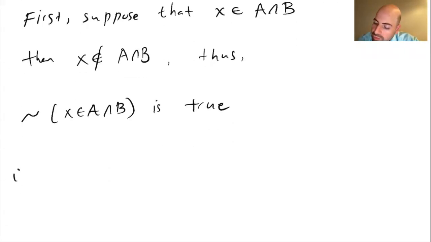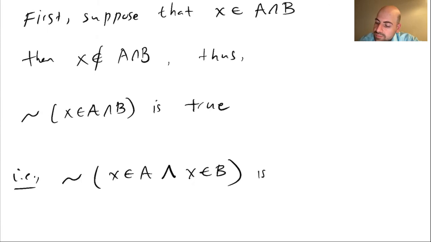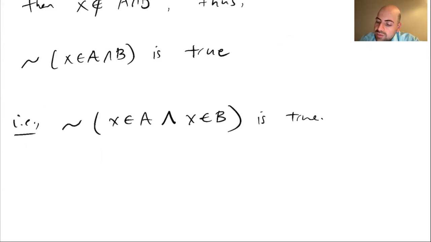Now, what about this one? What does this one mean? When can I say X belongs to the intersection of two sets? If X belongs to the first set and X belongs to the second set. But look at this one, the negation of "X belongs to A and X belongs to B."